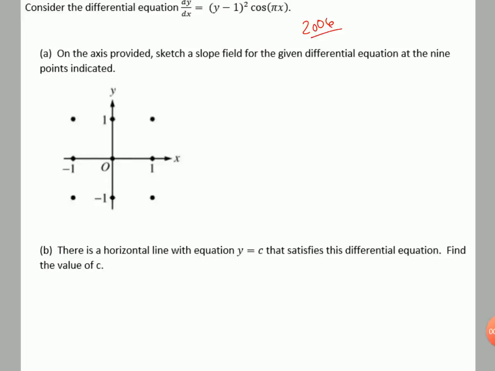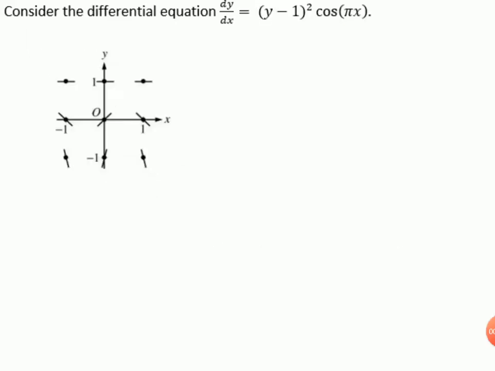if you guys were able to try it, hopefully you did, this is what the slope field looks like. Do you guys see this horizontal line right here? This is the horizontal line y equals 1. In other words, c equals 1.